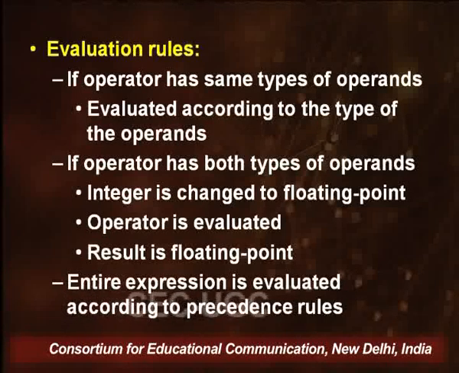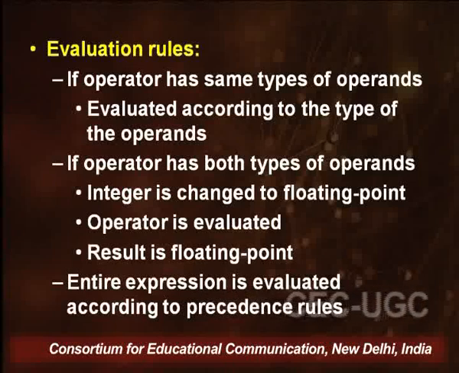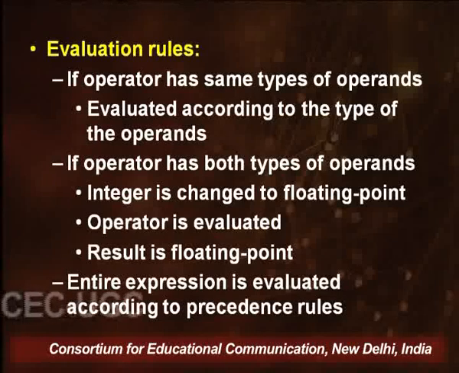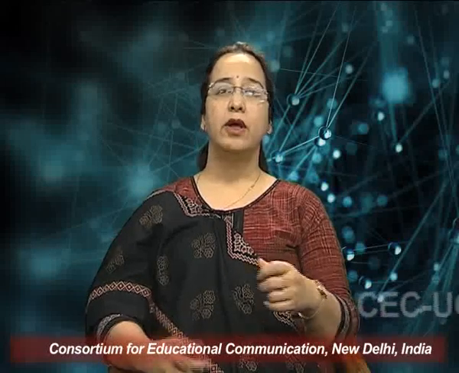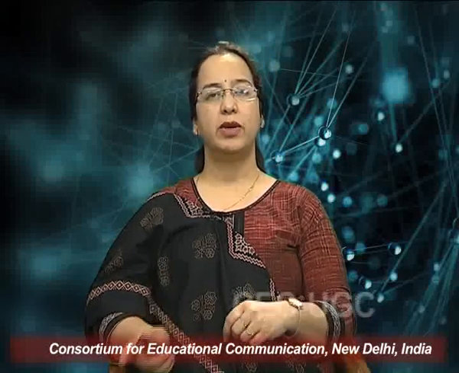So what is going to happen is that an integer will be changed to a floating point data type. Then the operator is evaluated and the result is going to be a floating point. Now let me explain this with an example. Let us say 3 plus 2.5, so 3 is an integer and 2.5 is floating. So 3 will be converted to 3.0, and then 3.0 plus 2.5 gives your answer as 5.5, which is a floating point value.